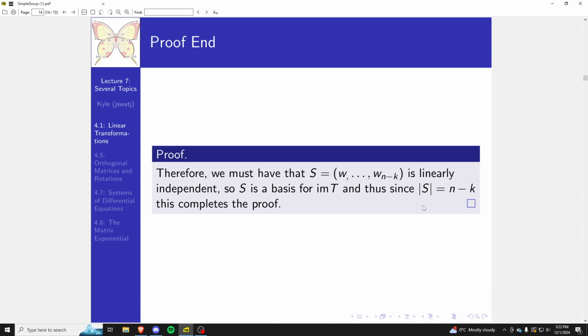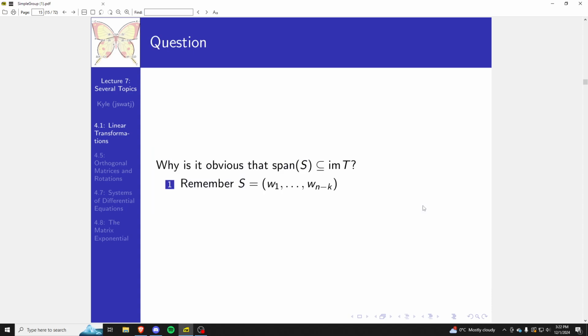And so my question to you would be, why is it obvious that the spanning set of S is a subset of the image of T? And I'll let you think about this. And I'm curious to hear what you think. You can type in chat or do whatever, but why did I basically gloss over that?